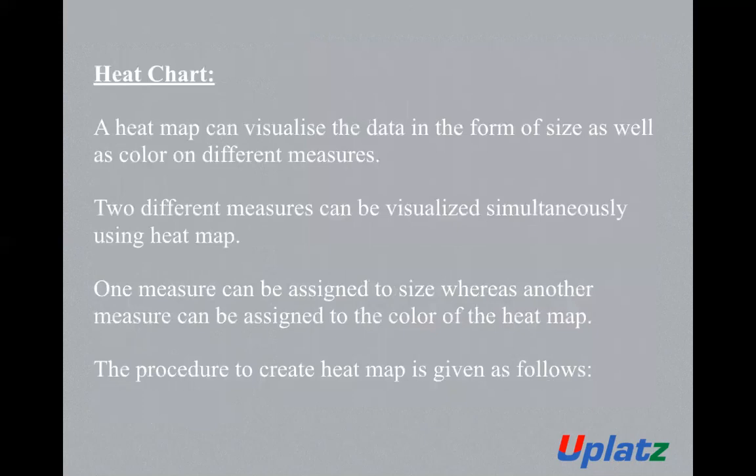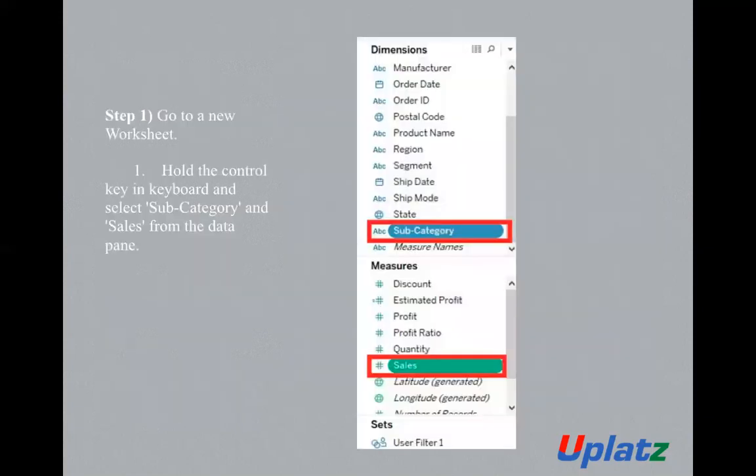Okay, then the next one is your heat map. Now your heat map is nothing but you can visualize the data in the form of size as well as the color of different measures. Two different measures can be visualized simultaneously using a heat map. One measure can be assigned to size, whereas another measure can be assigned to the color of your heat map. So this is how you can create a heat map.